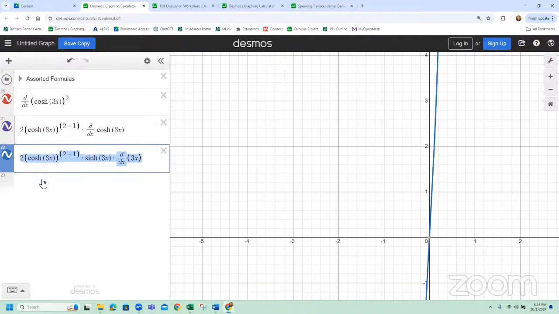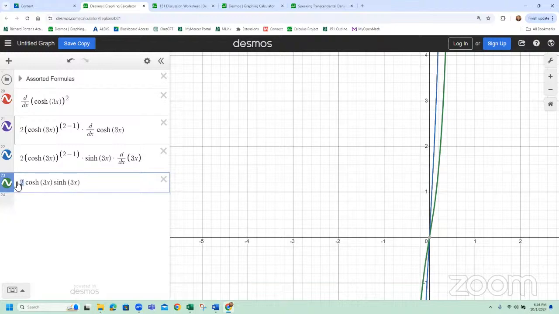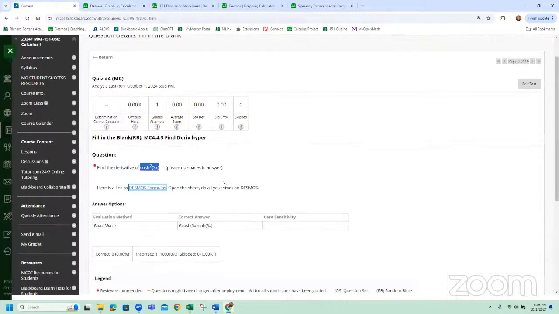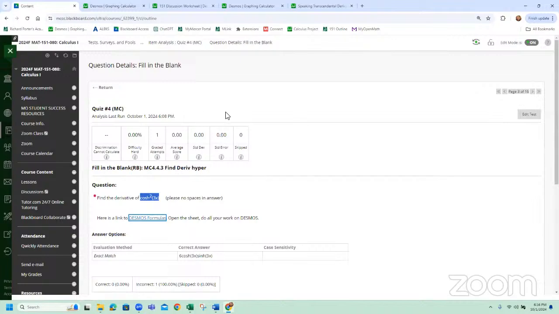So let's just clean this up a bit. I don't need these parentheses at all, and I don't need that power. And the derivative of 3x is just 3. So I'll put that there with the 2 and make that 6. Okay, so that must be the answer: 6 cosh of 3x, sinh of 3x. Okay, that was question 4. So that was one you had to do.